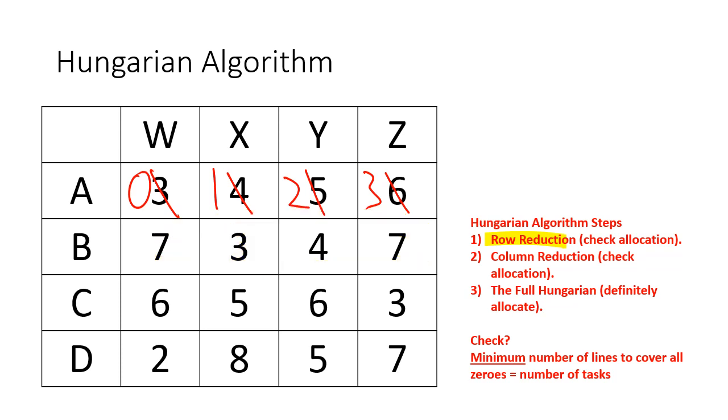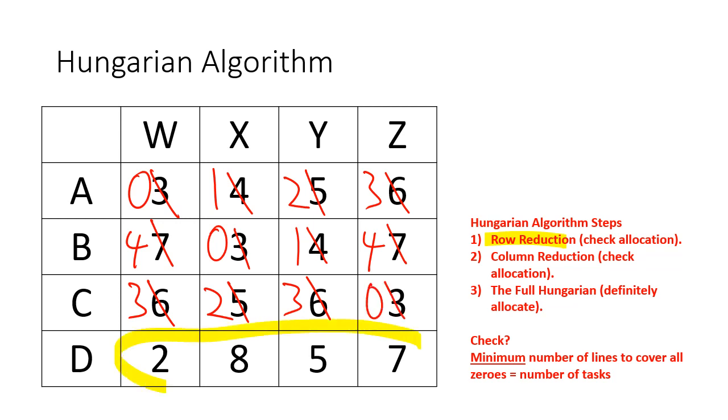Then we look at the next row, which coincidentally has lowest number 3, so we do the same thing, subtract 3 from everything in that row. 7 minus 3, 4, 3 minus 3, 0, 4 minus 3, 1, 7 minus 3, 4. Then we check the next row, do the same thing. What's our lowest number? 3, that's what we're going to reduce everything by. So 6 minus 3, 3. 5 minus 3, 2, 6 minus 3 is 3, and 3 minus 3, 0.